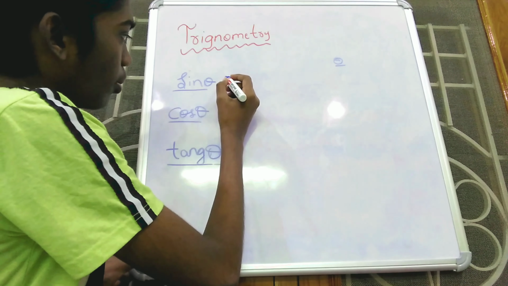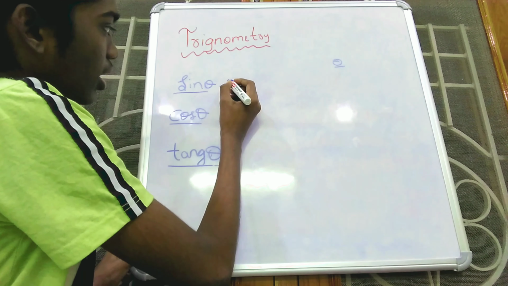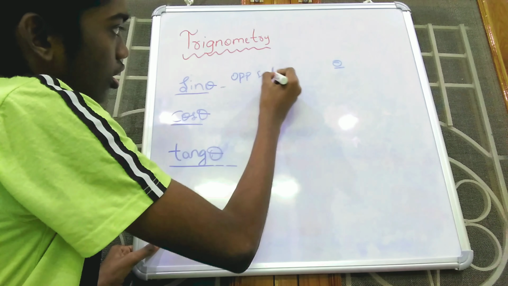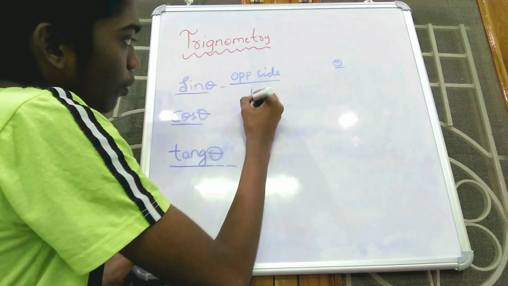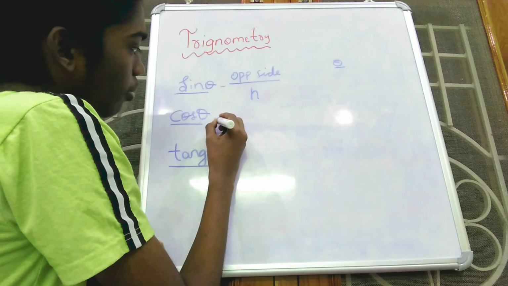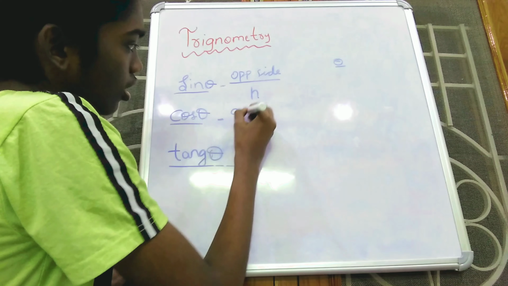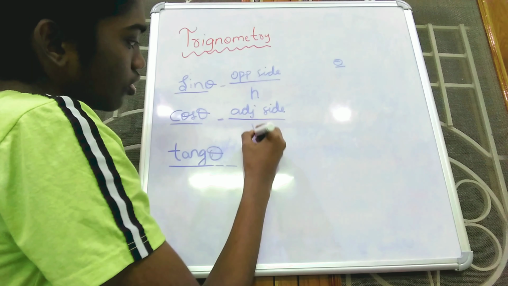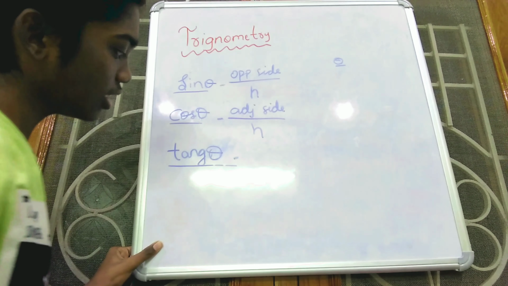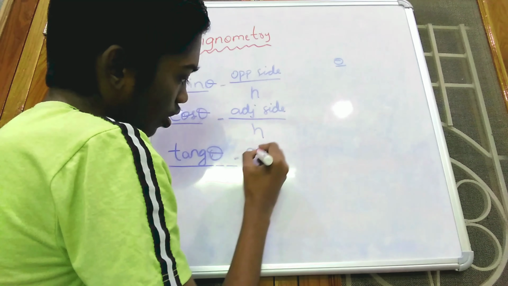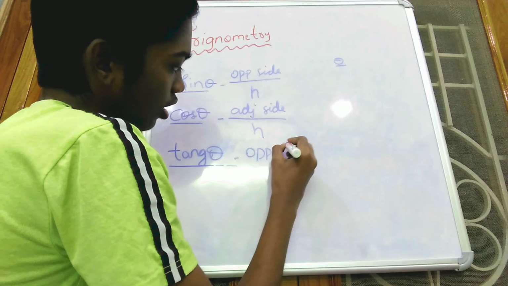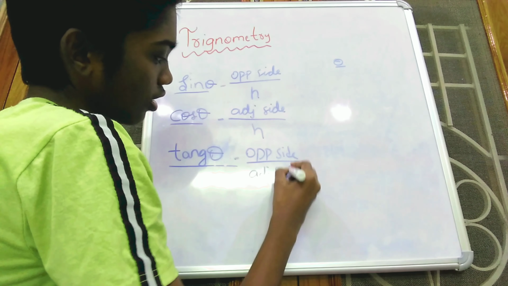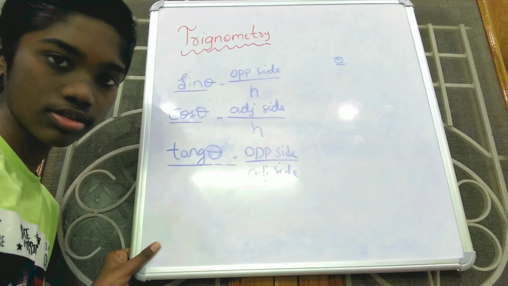First, what is the formula of sin theta? The formula of sin theta is opposite side by hypotenuse. The formula of cos theta is adjacent side by hypotenuse. And the formula of tan theta is opposite side by adjacent side. So these are the three formulas.